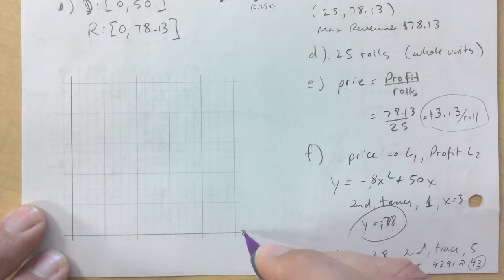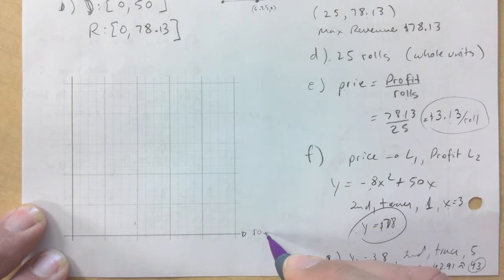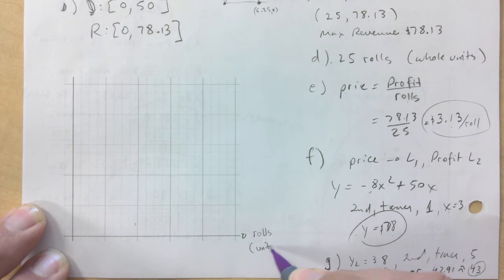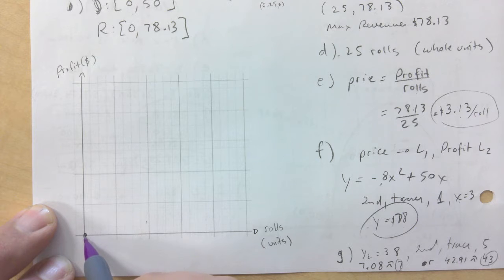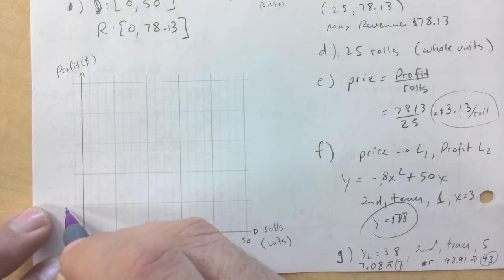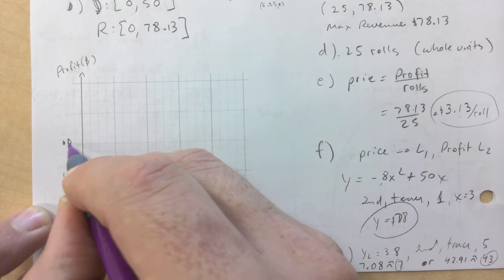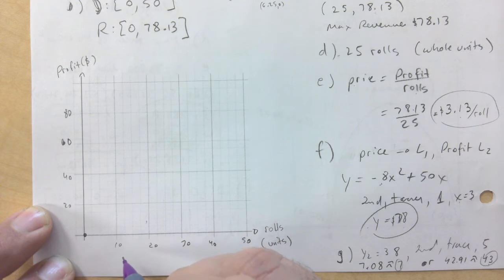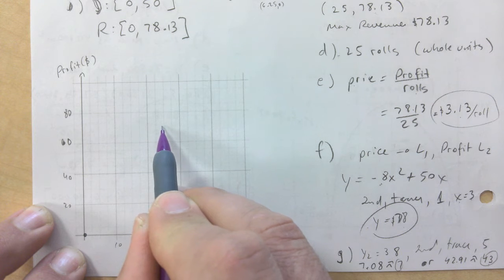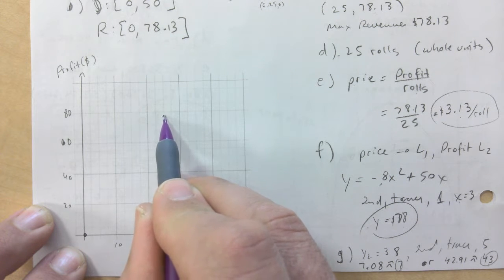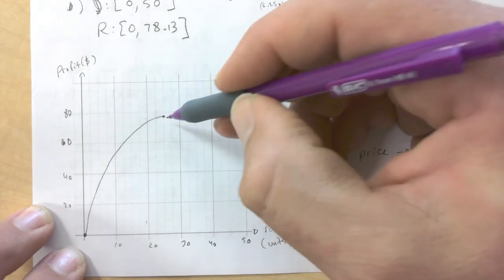Let's go ahead and graph this, and I'm assuming again that this is rolls. It's per unit, and this will be profit or revenue in dollars. 0, 0. I need to account for 50: 10, 20, 30, 40, 50. It just happens to work out perfectly. I need to account for our revenue of 78, so 20, 40, 60, 80, that's good. And so my vertex is at 25, 78. That'd be 70, 75, and 78 is closer to here. I want to land right here.